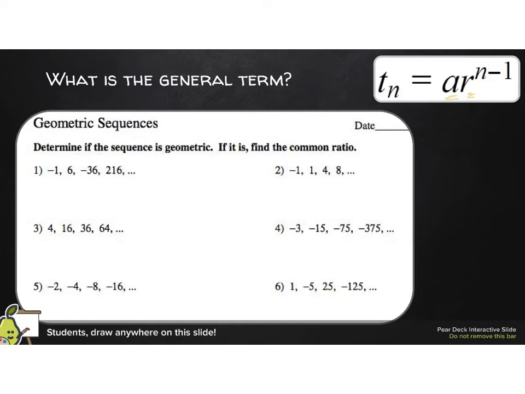Remember, geometric means it has to go up by the same amount. So it has to be multiplied by the same amount every time. So for instance, in number 3, 4 times 4 is 16, but 16 times 4 is not 36, so this is not geometric. It has to be the same amount every time, multiplied by the same amount every time.